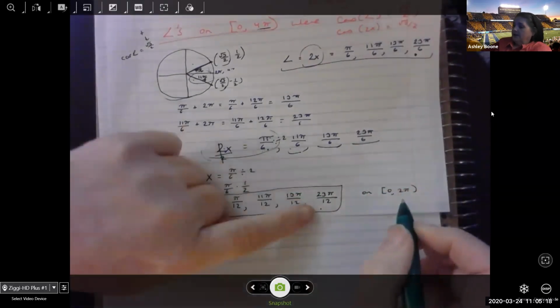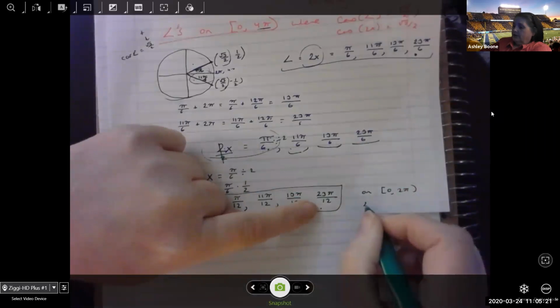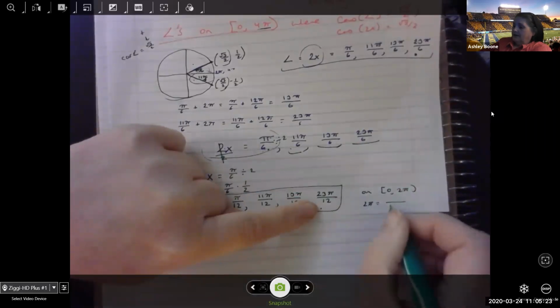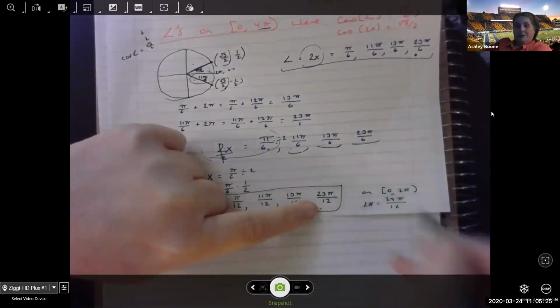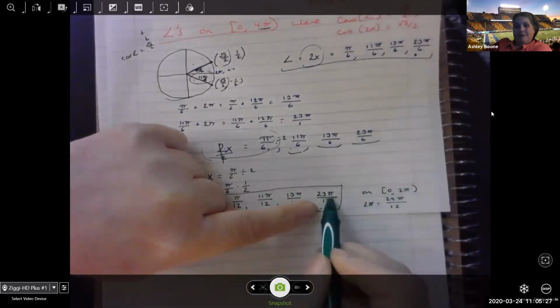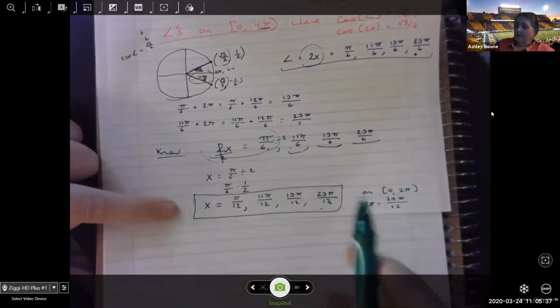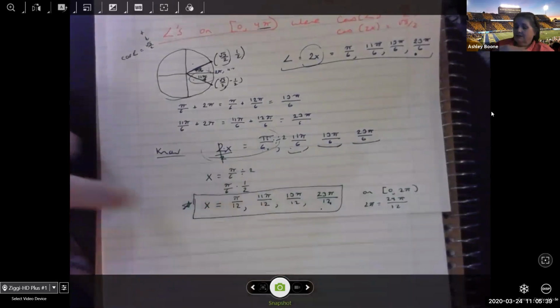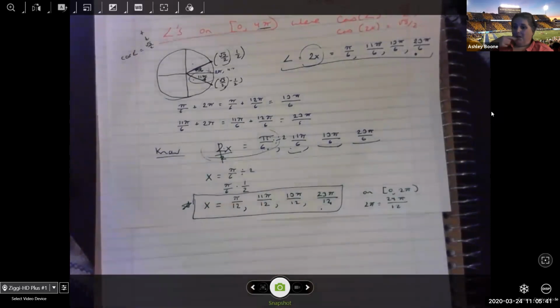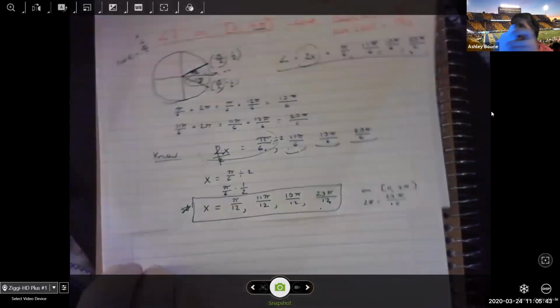Because with a denominator of 12, 2 pi is 24 pi over 12. 23 pi over 12 is just shy of that. So we have all of our solutions over the interval 0 to 2 pi. You have to adjust for that special case. Okay? Look at the next one.